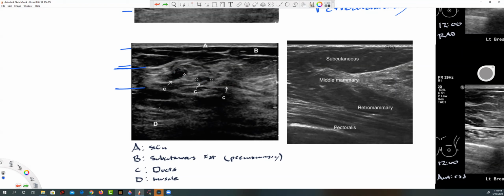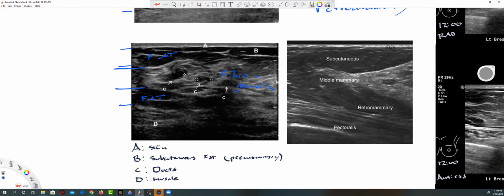Once again, we did the same thing. It wasn't my fault, it was the website. Once again, it forgot the retromammary layer here. So fat, and then this is the fibroglandular.